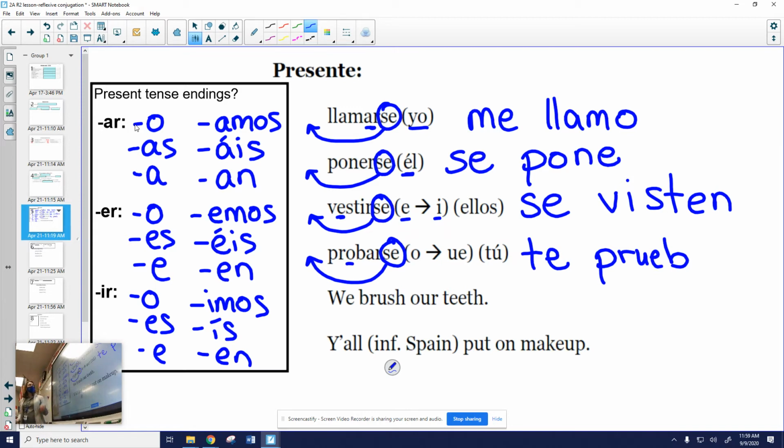And probarse is an AR verb. So we're using AR endings. Te pruebas means you try on. ¿Está bien? Do you remember how to say we brush our teeth?